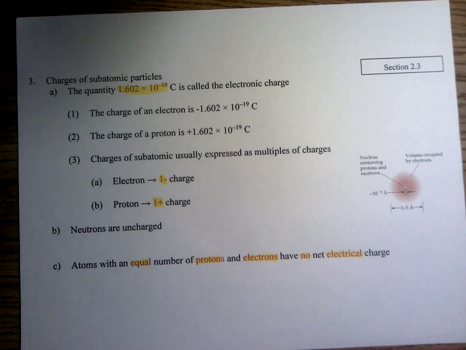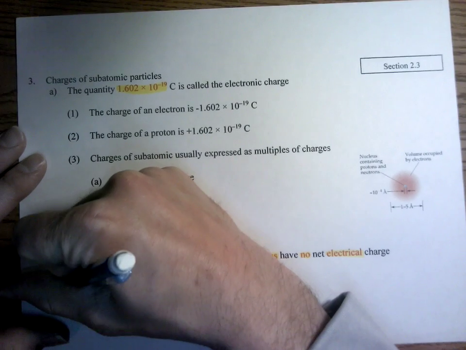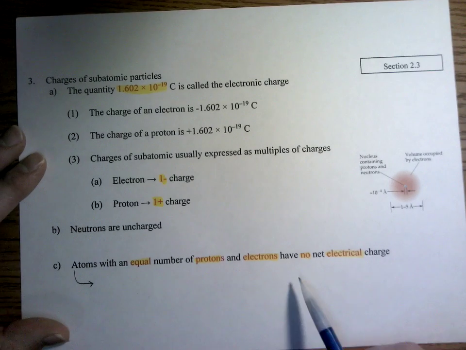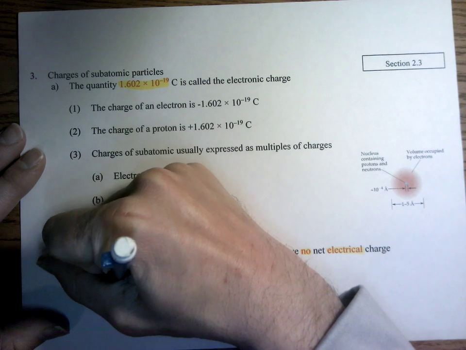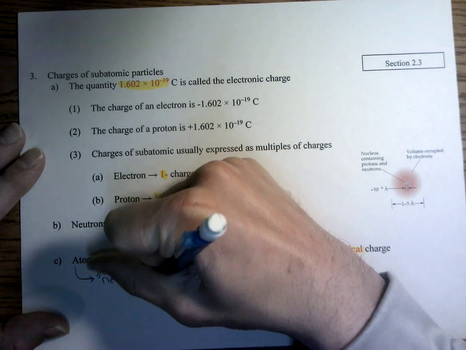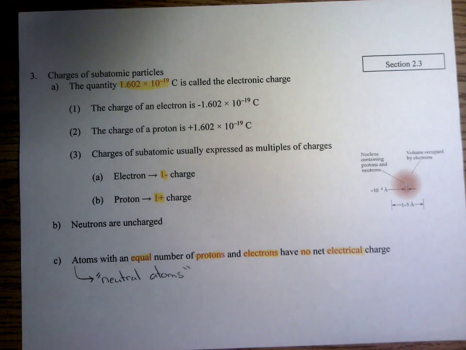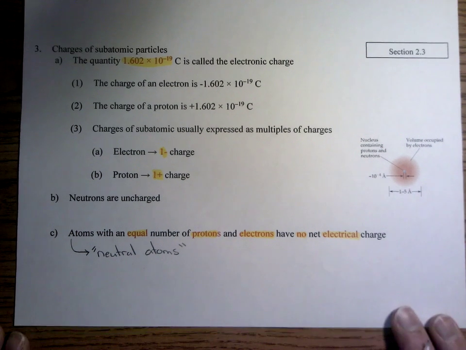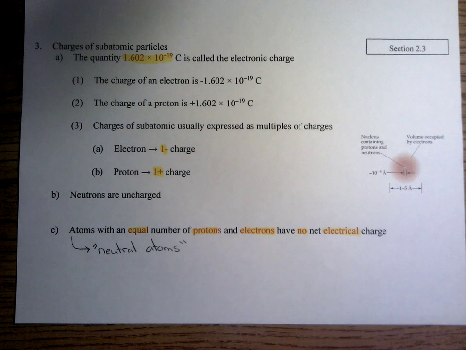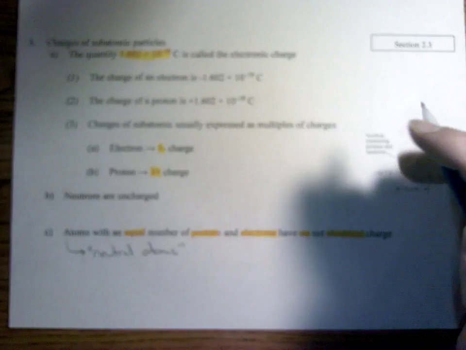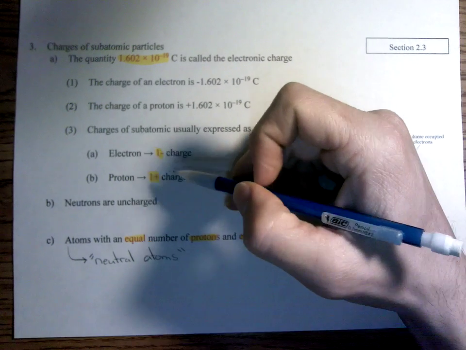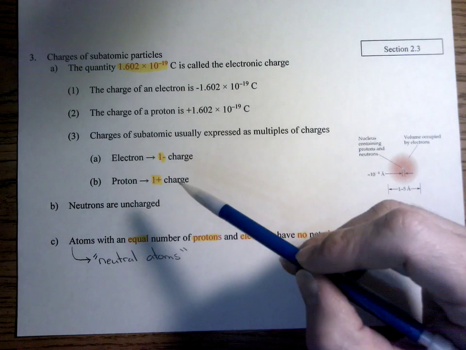Now, with this, atoms with an equal number of protons and electrons have no electrical charge. Let's simplify this here and just say that atoms that abide by this point down here are known as neutral atoms. And until we get talking about ions, or charged particles, we're going to consider atoms to be neutral unless stated. Okay, so again, I'm not too concerned about this. The biggest thing here is our plus and minus charge.